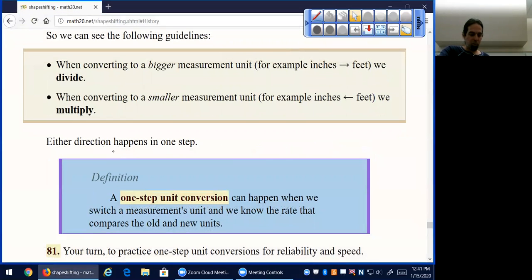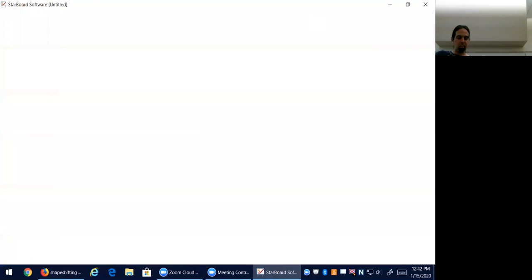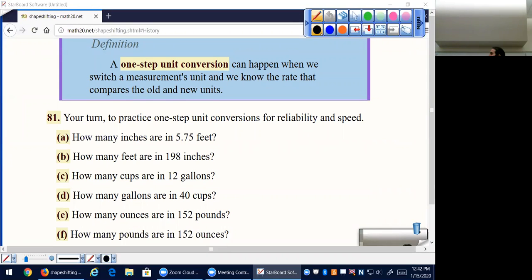You can multiply, you can divide. So how many inches are in 5.75 feet? Are we going to multiply or divide? So we're going from feet to inches, from the bigger to the smaller. So this one's the multiply. And what are we multiplying by? 12. 12 inches in a foot. So we multiply the feet by 12, right? Yeah, multiplying.